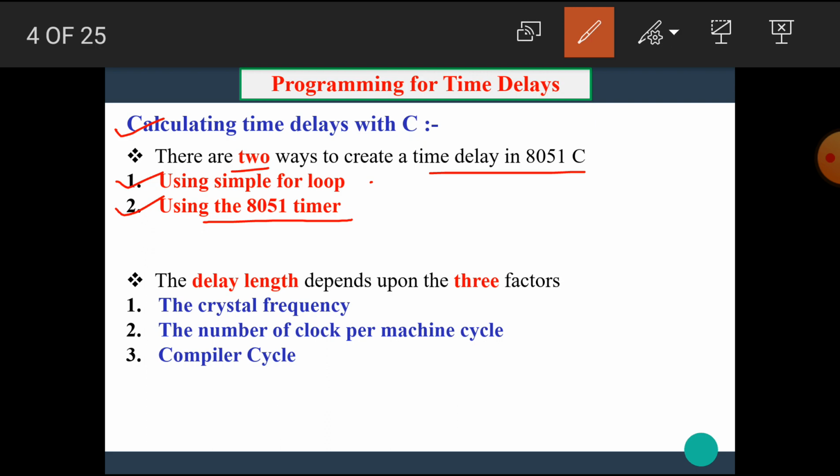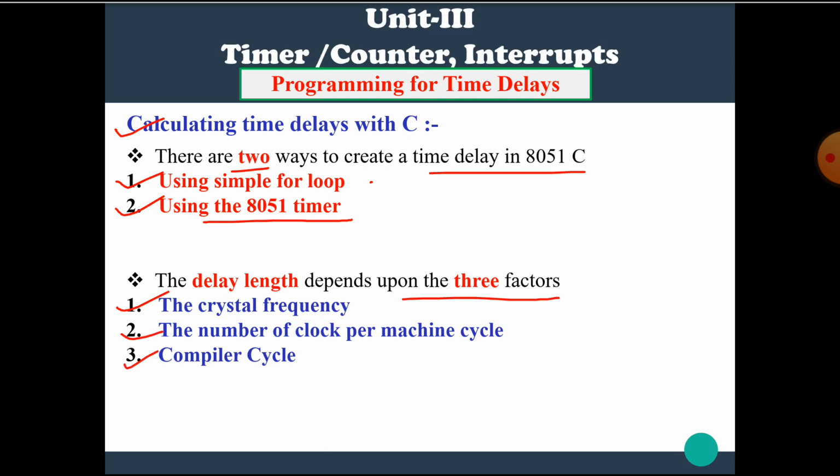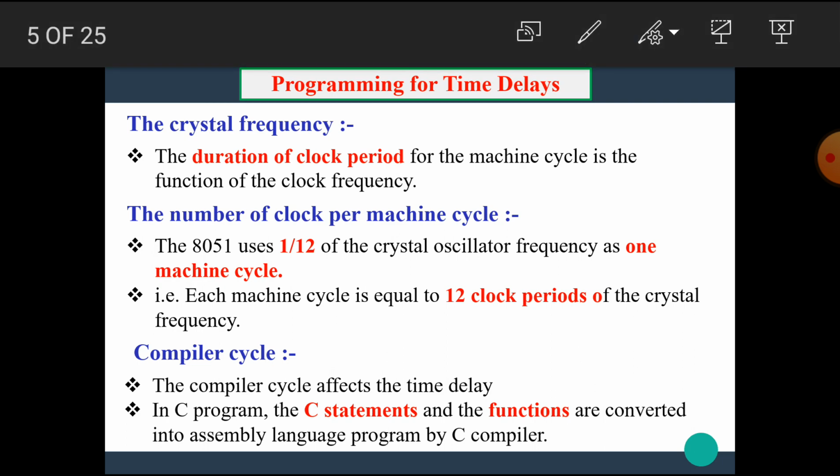The delay length depends upon three factors: the crystal frequency, the number of clocks per machine cycle, and the compiler cycle. The crystal frequency: the duration of the clock period for the machine cycle is a function of the clock frequency. That means the time delay depends on the crystal frequency which is used in the 8051 microcontroller architecture.